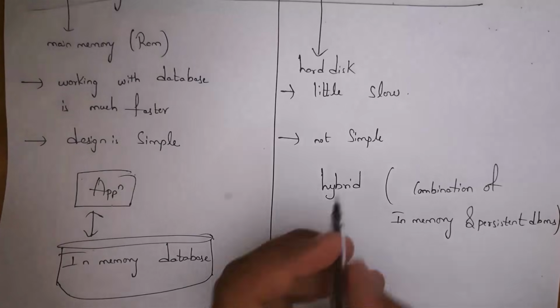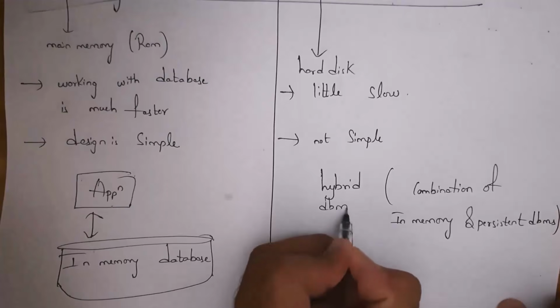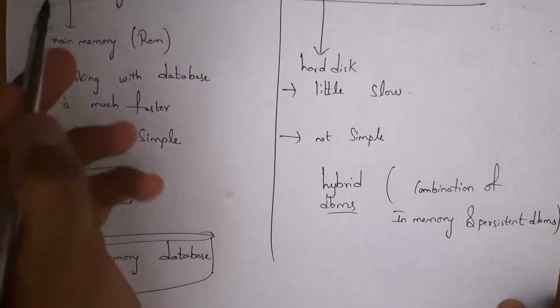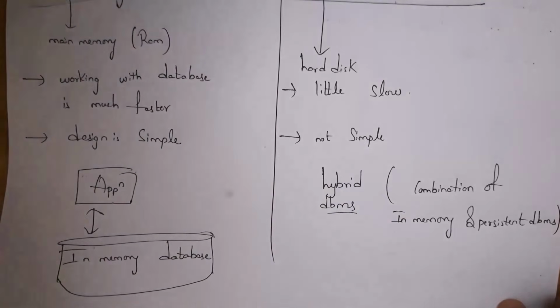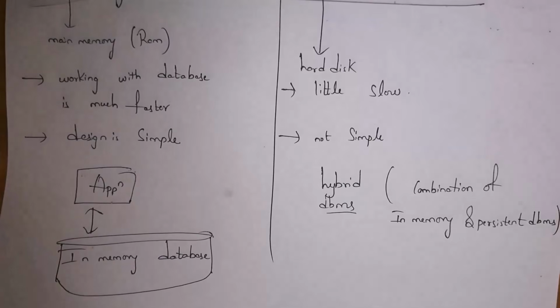Next, you need to know what is hybrid DBMS. Hybrid DBMS is a combination of both in-memory DBMS and persistent DBMS. Based on your requirement, you can store data either in RAM or in hard disk.